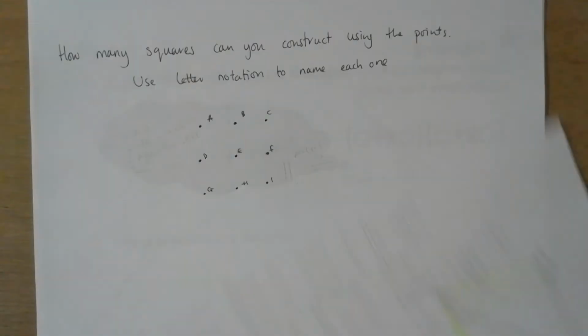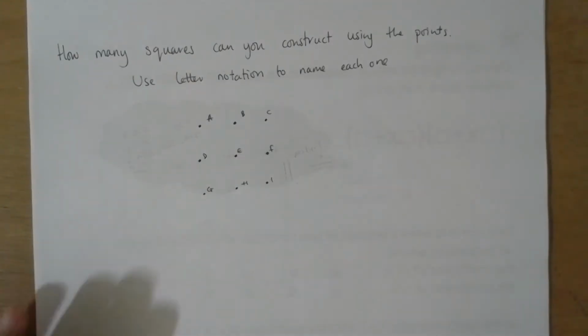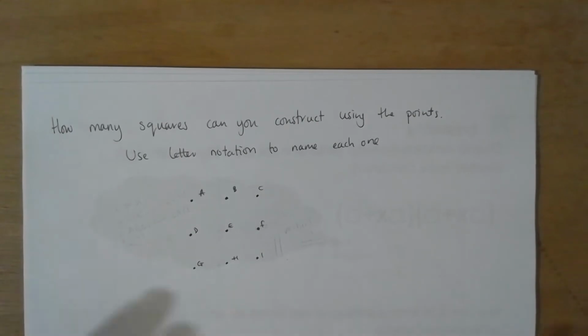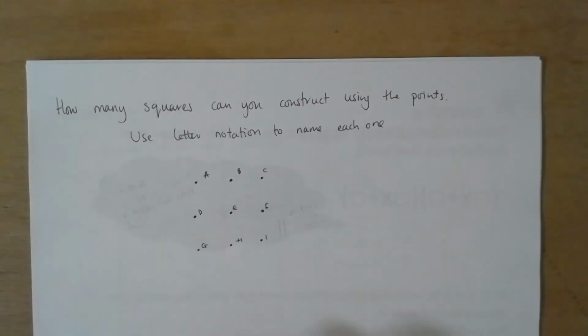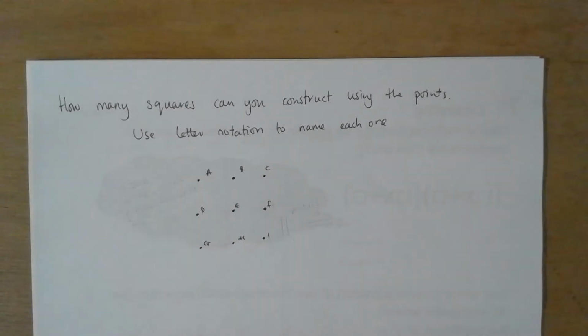Okay, so next we have 9 dots. You can draw 9 dots in your book, and we are asking how many squares can you construct using the points. Use letter notation to name each one. So you've just got 9 evenly spaced dots. You need to try and find how many squares you can find. If you want to pause it here and write them down, obviously just use the letter notation that we've already been using.